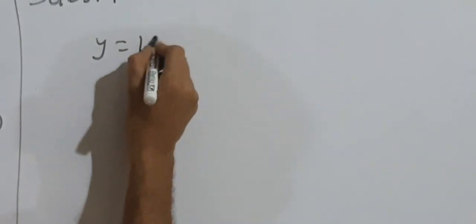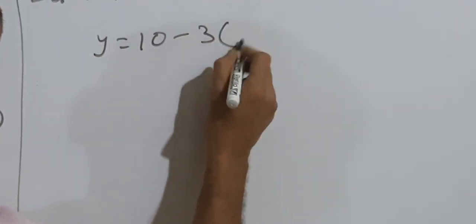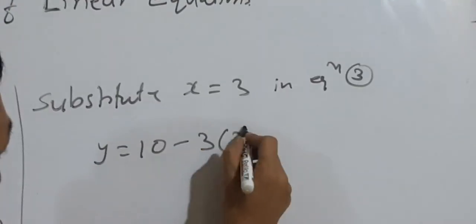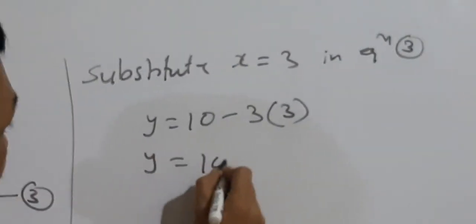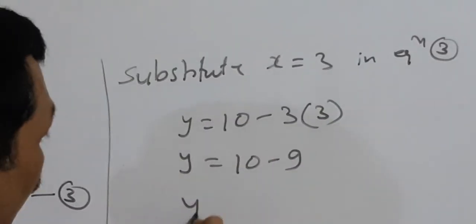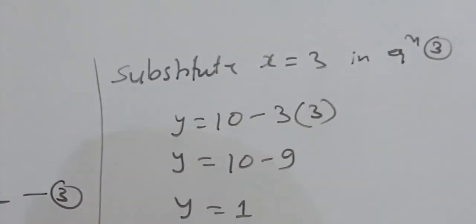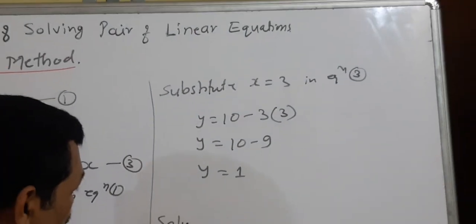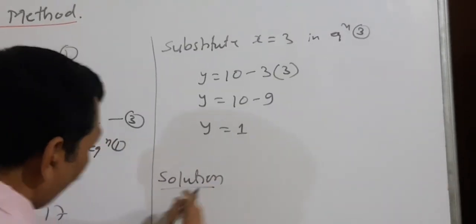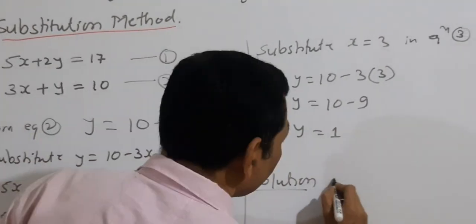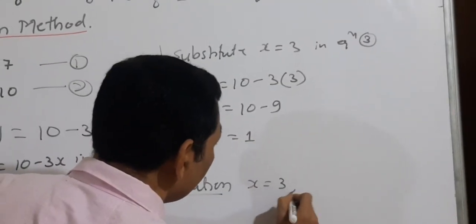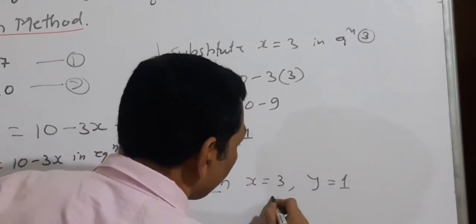So what is equation 3? y is equal to 10 minus 3. Instead of x we got the value as 3. And therefore y is equal to 10 minus 9, and therefore y is equal to 1. And therefore the solution, always we have to write the solution. Always the value of x comes first. The solution is x is equal to 3, y is equal to 1.